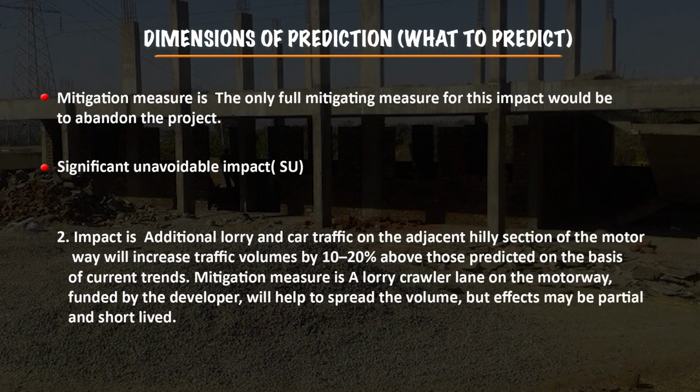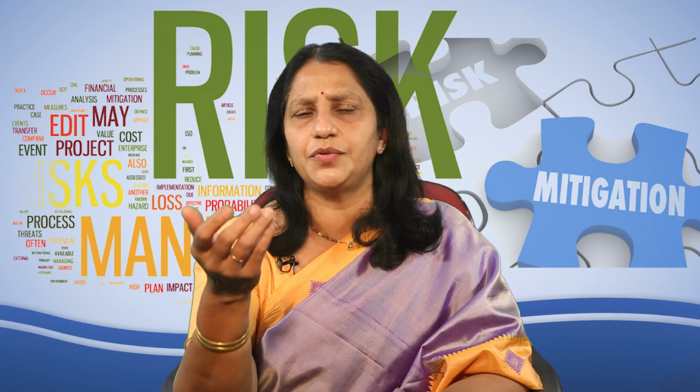Now you will see another impact, for example, additional lorry and car traffic on the adjacent hilly section of the motorway, which will increase traffic volumes by 10 to 20% above those predicted on the basis of current trends. The mitigation measure here is a lorry crawler lane on the motorway, funded by the developer. It will definitely help to spread the volume, but the effects may be partial and also short-lived. So, these are the things we have to consider.